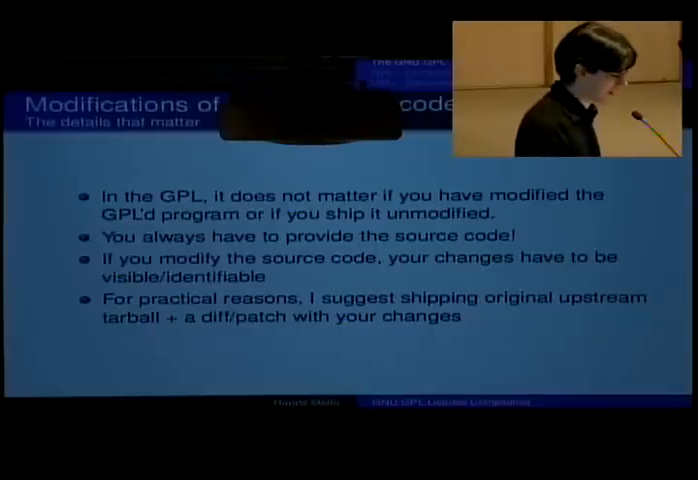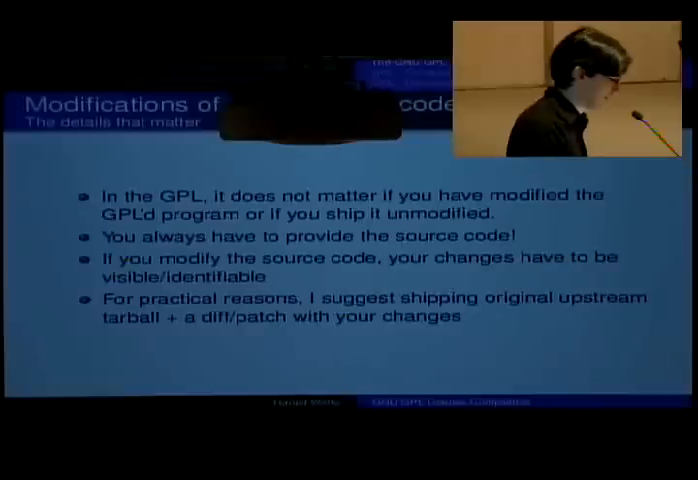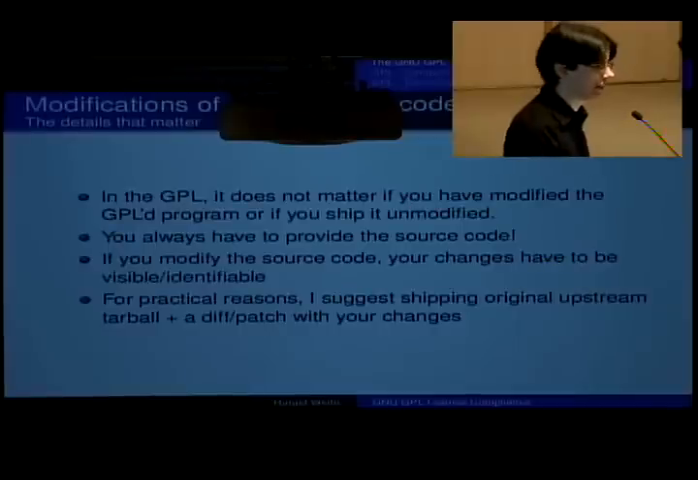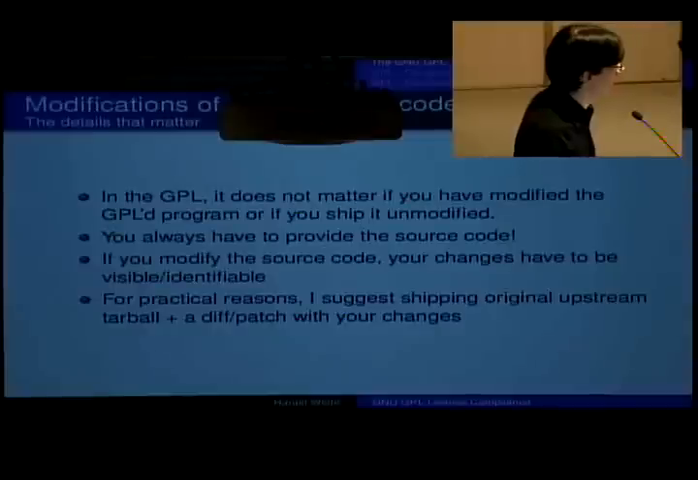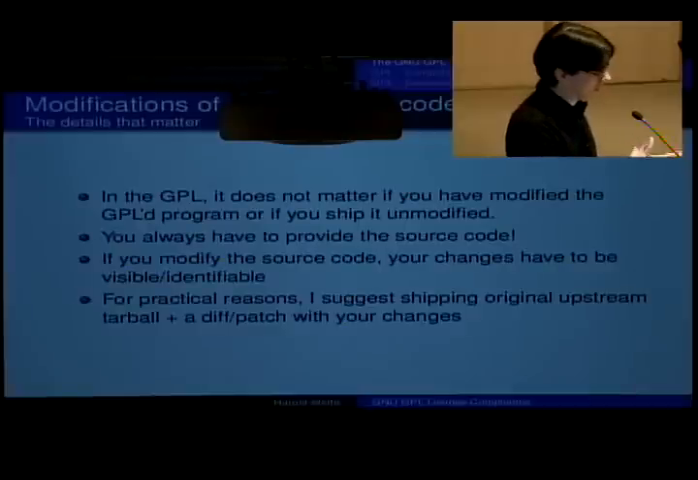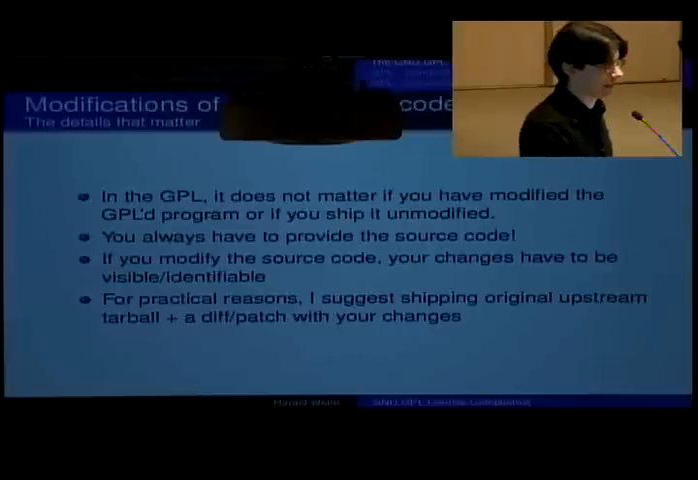If you modify the source code, then there are a couple of things mentioned in the license. First of all, your changes have to be visible, identifiable. That's also something we see wrong in a lot of the source code offers coming from embedded companies, that it's very hard to find out what was the original version of the program, because they may have removed the version information or removed the changelog or something like that. And what were the specific additions that this particular company made to the source code.